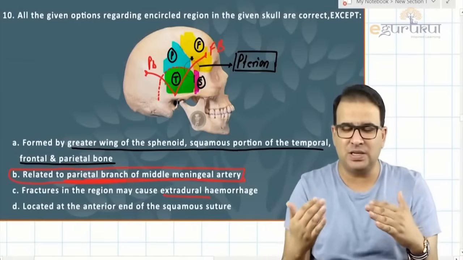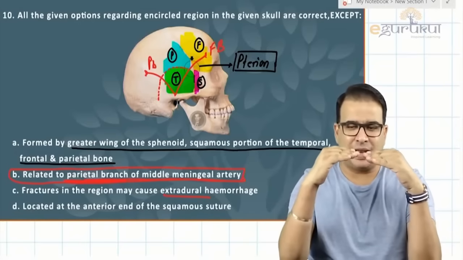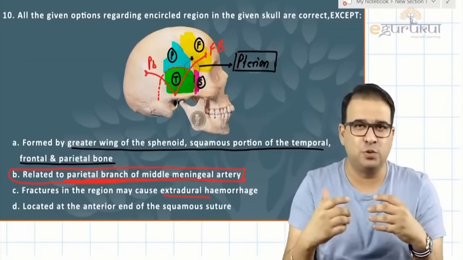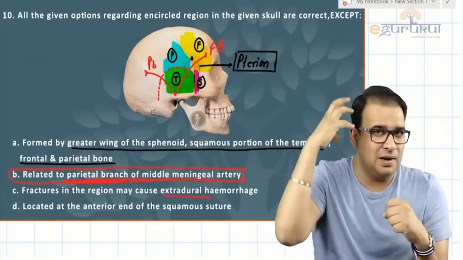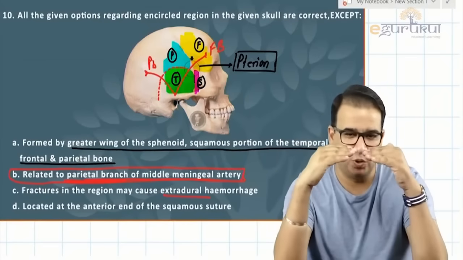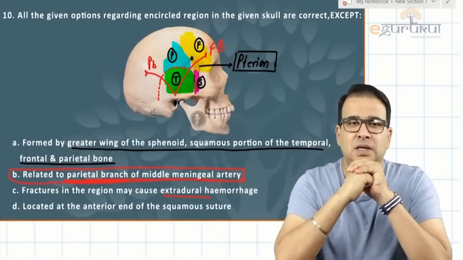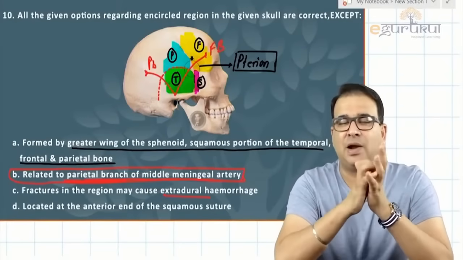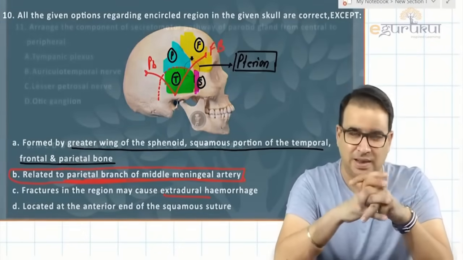They are fibrous joints in which these bones slightly overlap each other, and then they are connected by the sutural ligament. So the type of suture here between the parietal and temporal bone is the squamous type of suture, where the bones are slightly overlapping each other. So the answer which is incorrect here is B only, the parietal branch of the middle meningeal artery, which is incorrect.